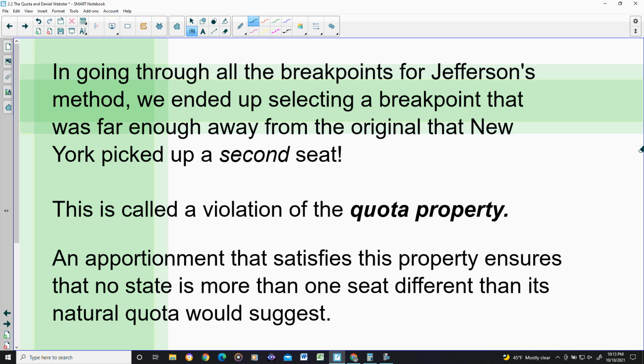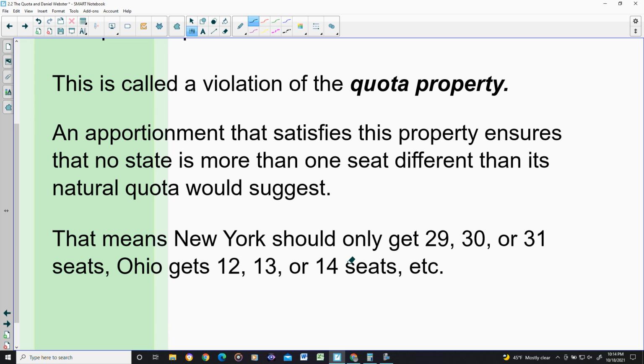This is called a violation of the quota property. Jefferson's method does not satisfy this property. An apportionment that satisfies this ensures that no state is more than one seat different than its natural quota would suggest. Basically, what that means is that New York should only get 29, 30, 31. Ohio should only get 12, 13, or 14 based on this data, stuff like that. Clearly, that's not happening. So, what's the resolution?